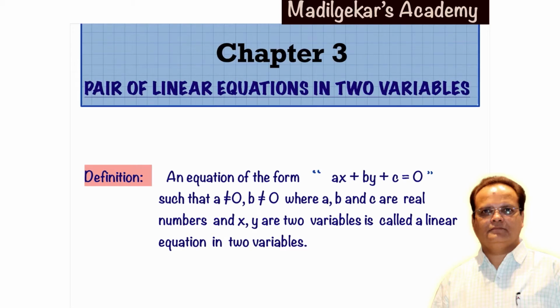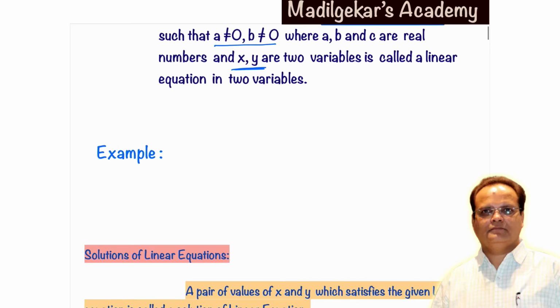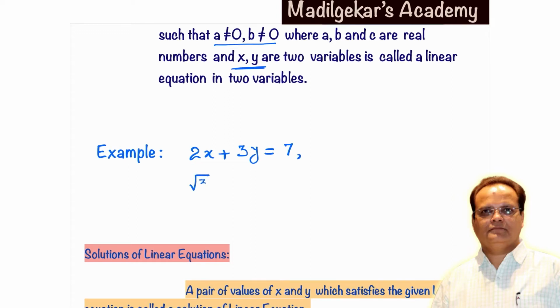Let us define it. An equation which is of the form ax plus by plus c equals to 0, where both a and b are non-zero, a, b, c are real numbers, and x and y are two variables, is called linear equation in two variables. For example, 2x plus 3y equals to 7, or you may say root 3x minus root 5y plus 8 equals to 0. So these are the examples of linear equations.